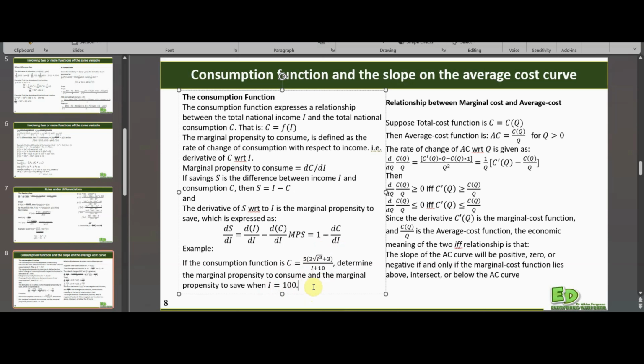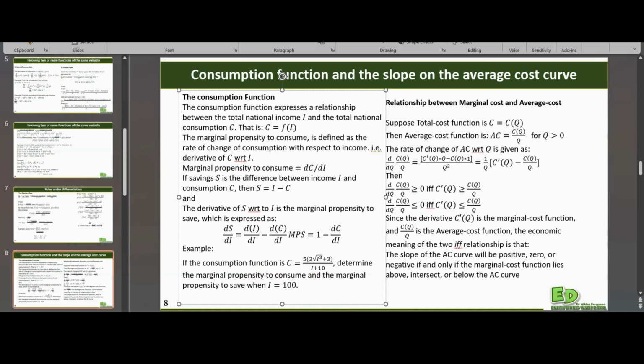So say you have your MPC as 0.54. Then you can simply find your marginal propensity to save, or your MPS, as 1 minus your MPC. So that will be 1 minus 0.54, and that will give us what? That will give us 0.46.